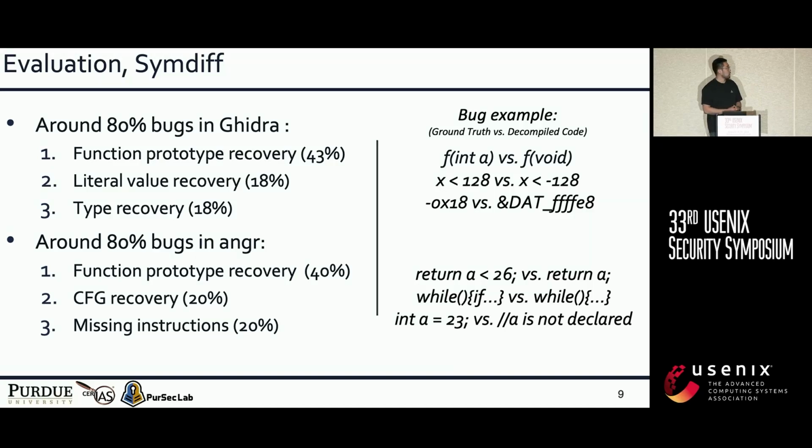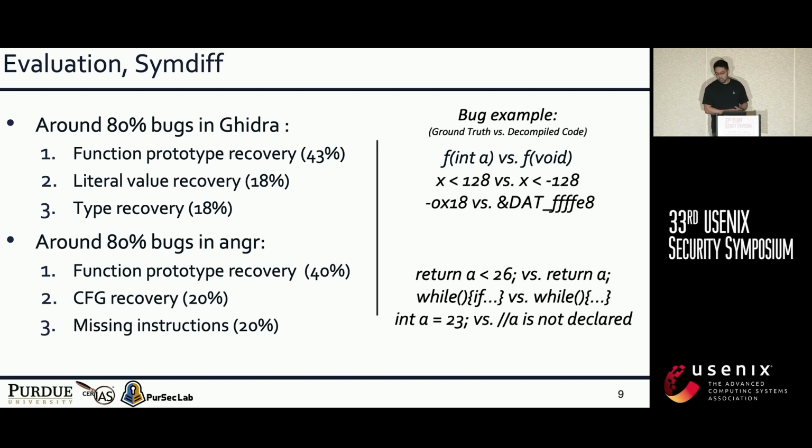Here is a summary of the bugs we find by SYMDIFF. We notice that around 80% of bugs we find by SYMDIFF in Ghidra can be classified into 3 categories. 43% of them are function prototype recovery bugs, 18% are literal value recovery bugs, and 18% are type recovery bugs.